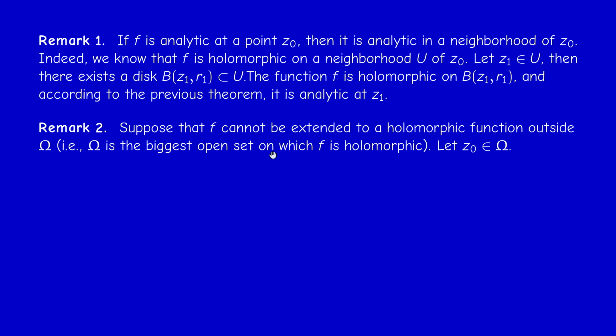Suppose that f cannot be extended to a holomorphic function outside omega. In other words, omega is the biggest open set on which f is holomorphic. So the complex plane is now divided into two parts. Omega, the set of points where f is holomorphic, I call regular points, and points in the complement of omega I call singular points. Every complex number is either a regular point or a singular point. And omega is open, so the complement is closed.